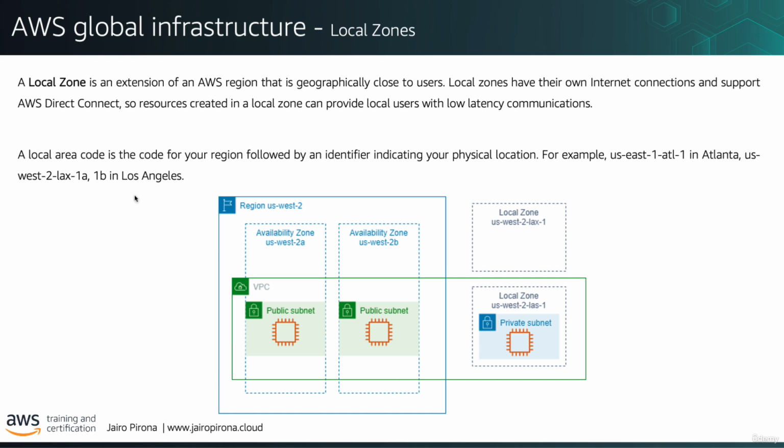Now, unlike availability zones, local zones are not enabled by default. Therefore, if you want to launch any EC2 instance within a local zone, you must first enable the local zone in your AWS account before you can launch any EC2 instance in it. So, this is a local zone, an extension of an AWS region that is geographically close to users.